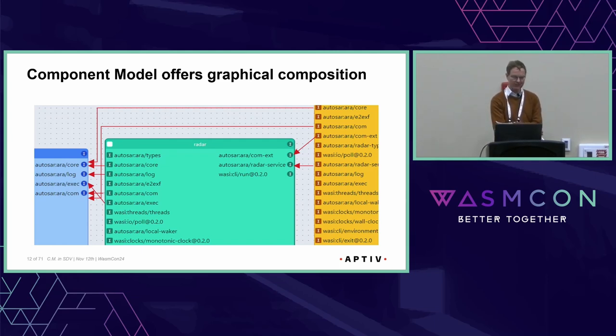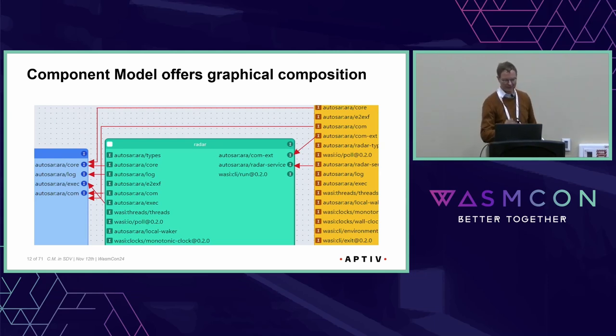And it's a lot of AUTOSAR interfaces there. There are some interfaces regarding threading, because this is a C++ program. We cannot run without multiple threads. And we also have some WebAssembly standard interfaces, the WASI I/O poll, for example, which also gives an indication that this is a WASI 0.2 program.